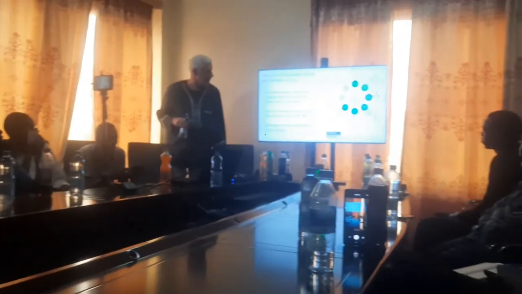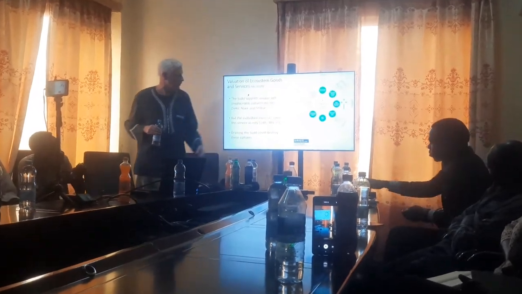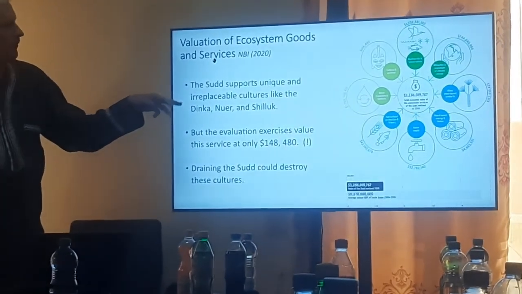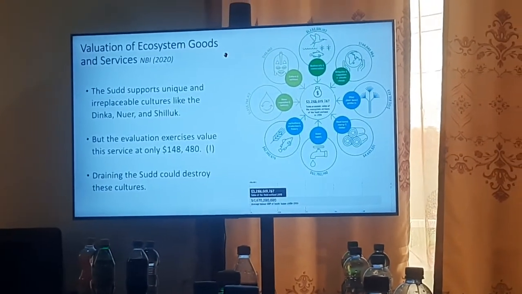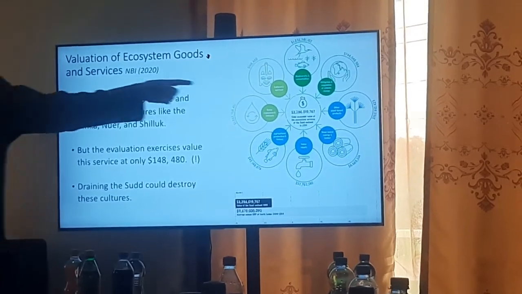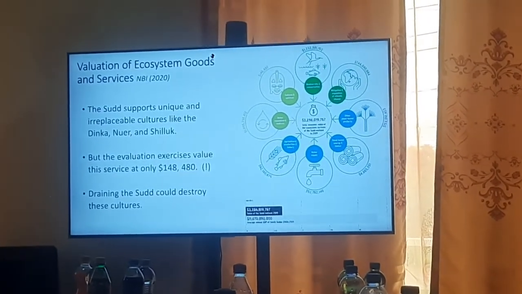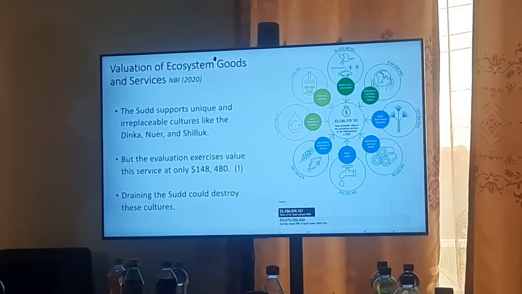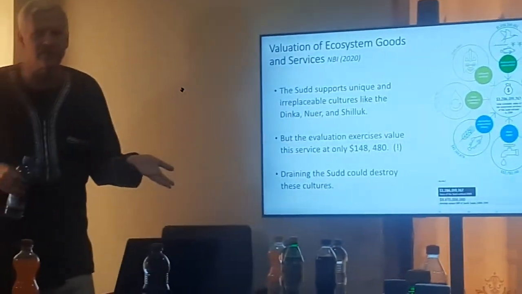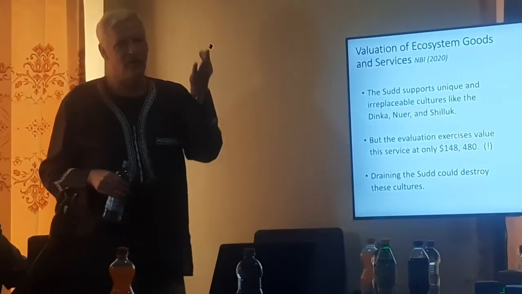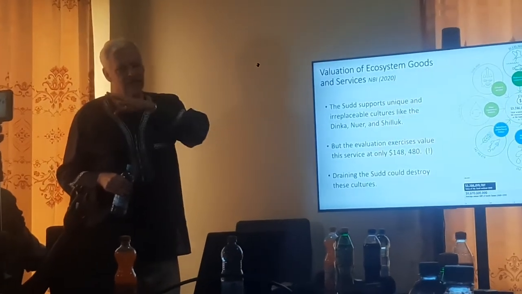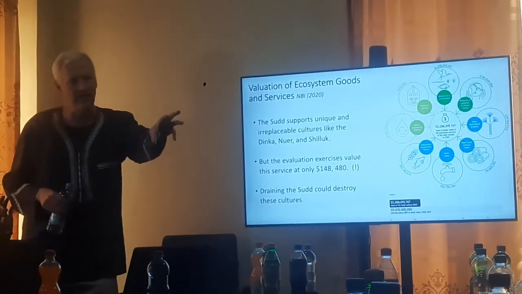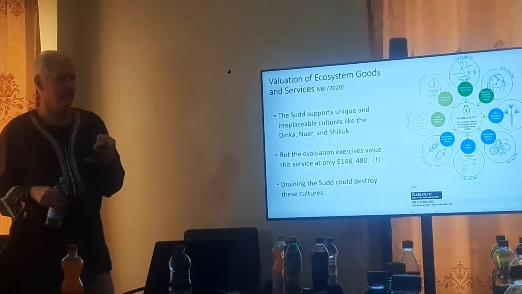Now, I don't know if you can see this very well. I know this is too light, but the only thing that I'm going to call your attention to, you know, you have the relationships: Dinka, Nuer, Shilluk. But out of that $3.3 billion, they only value this section here, the cultural services, at $158,000. And for me, they used the information that they could. But if you have a cultural service that provides stability to an area, such as the Sudd, if you take that stability away, what could happen?